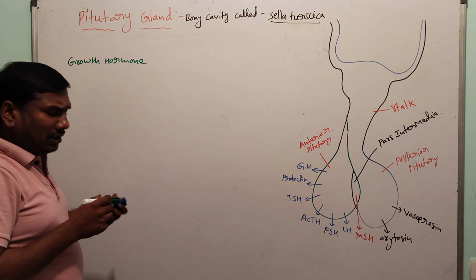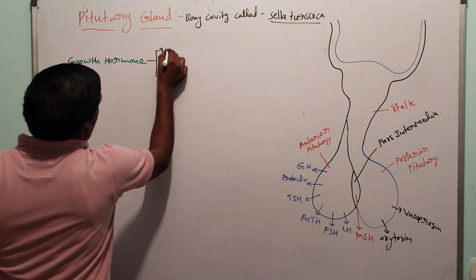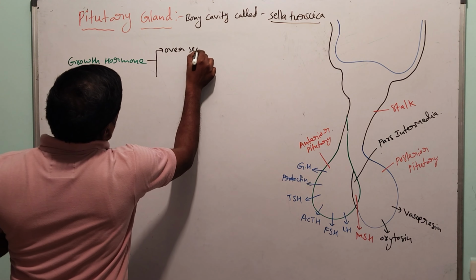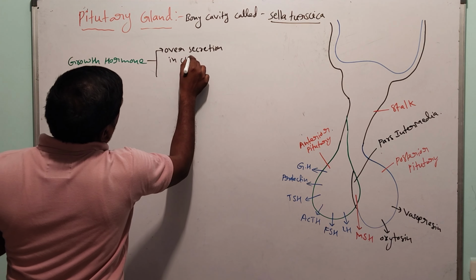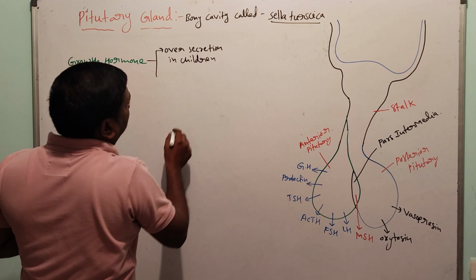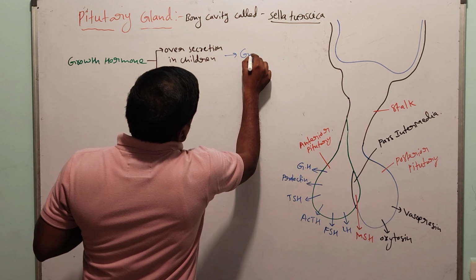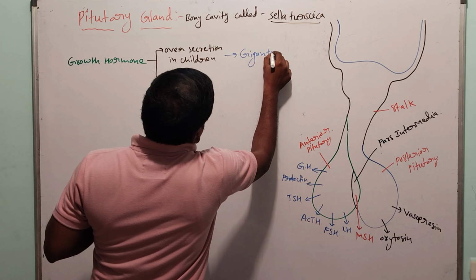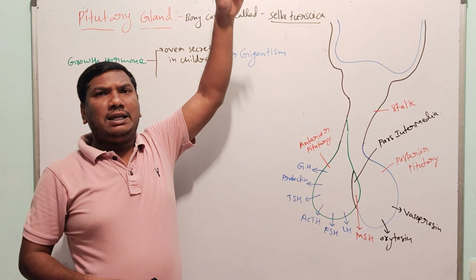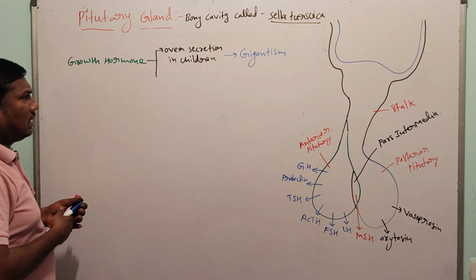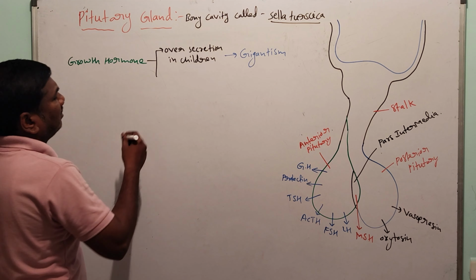Growth hormone over secretion in children leads to gigantism. It means the babies are tall in size. So that is the over secretion causing gigantism.